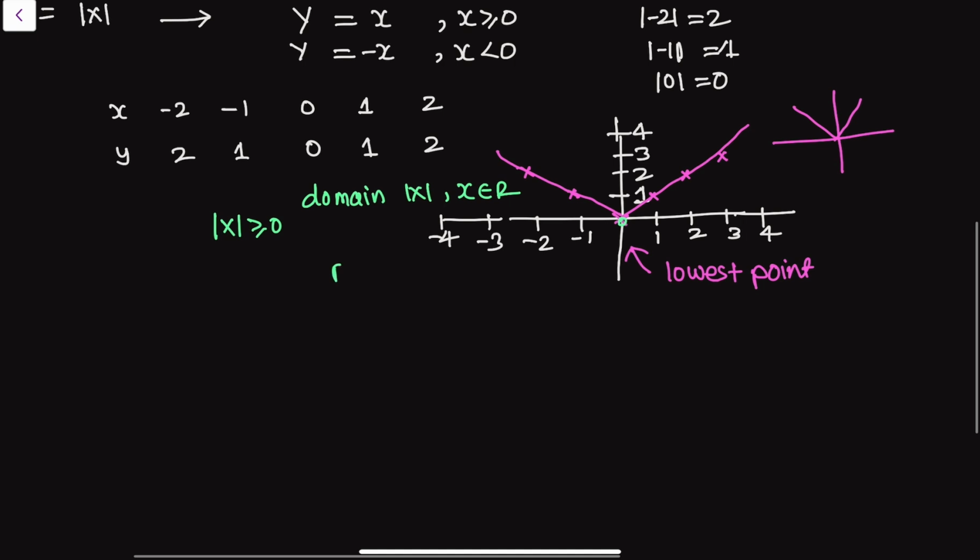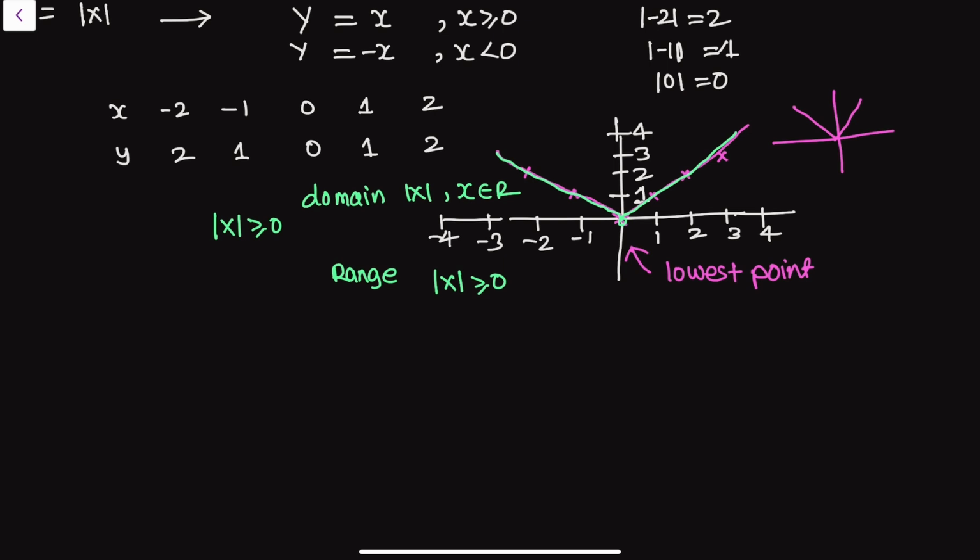And when we talk about the range of this graph, you can see that all the values of y, all the values of mod of x are above 0. Okay, so the range of this one is mod of x larger than or equal to 0.